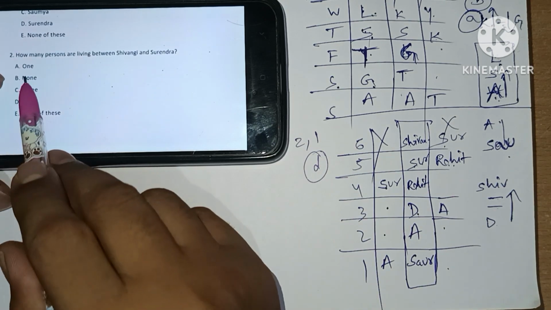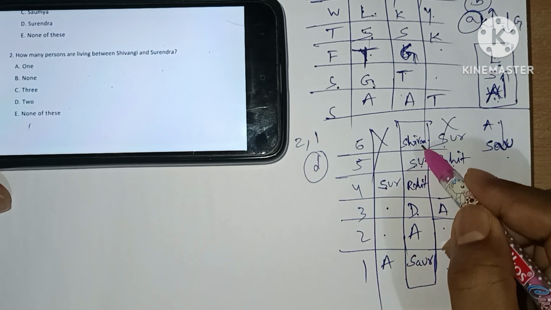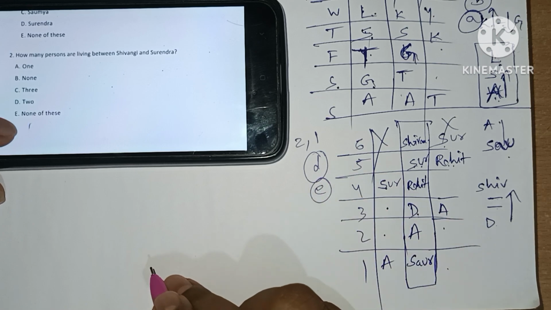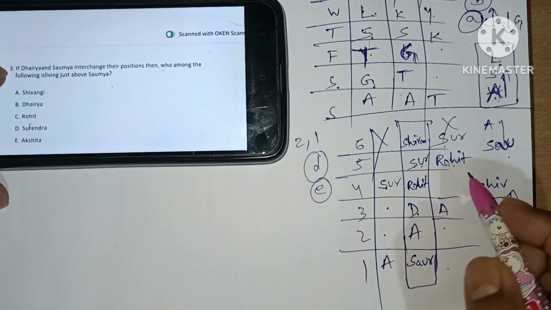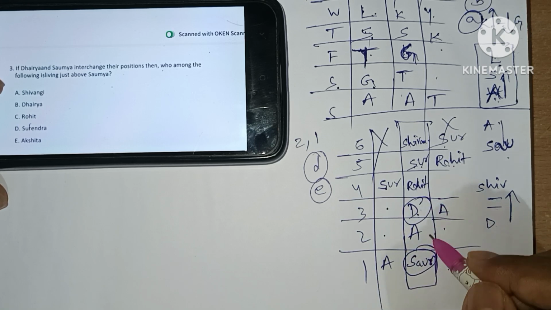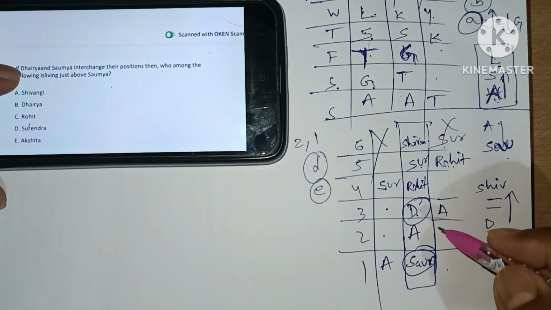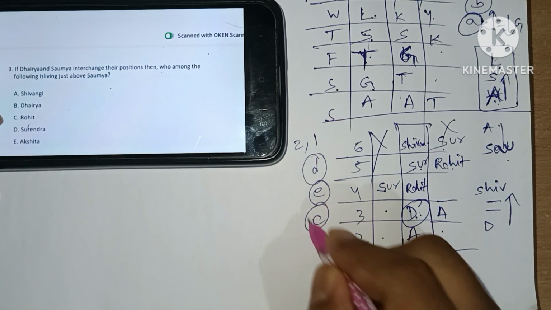Next, second question. How many persons are living between Shivangi and Surendra? Shivangi and Surendra, no one is living between them. None of these. Option E is our answer. Next, if Dhairya and Soumya interchange their positions, who among the following is living just above Soumya? Just above Soumya will be this one, Rohit. Option C is the answer.